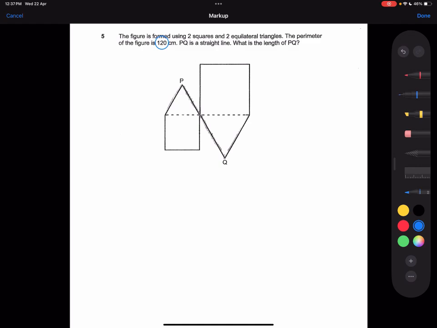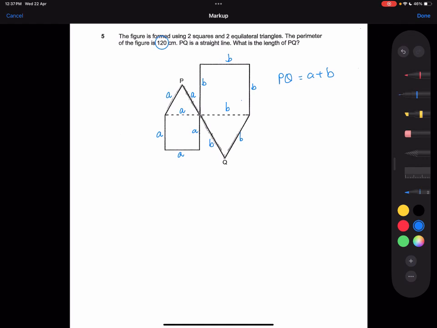Now, let's call this side of the triangle A. Okay, they're all A given that it's equilateral. And then since this is a square, all four sides are the same. Okay, and then let's call this B. All right, from here we can see that PQ is equal to A plus B, right?